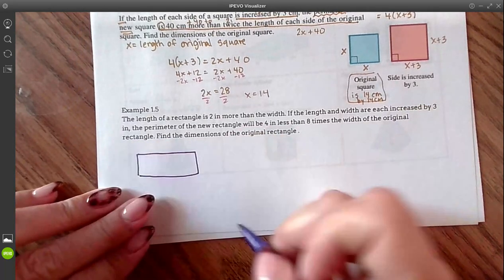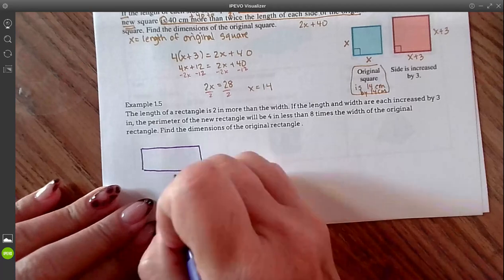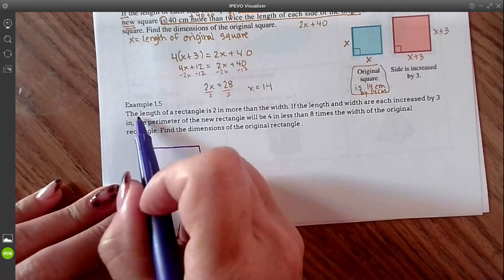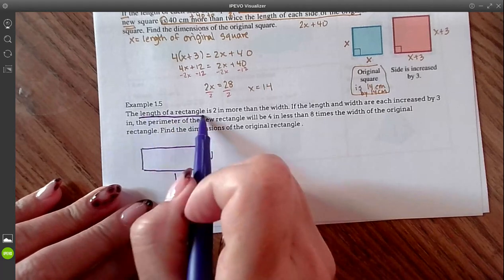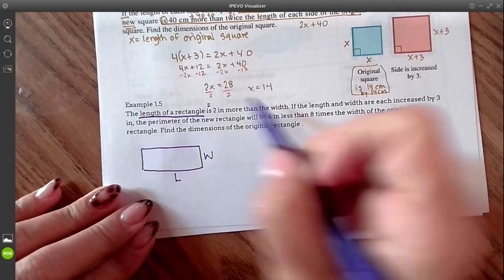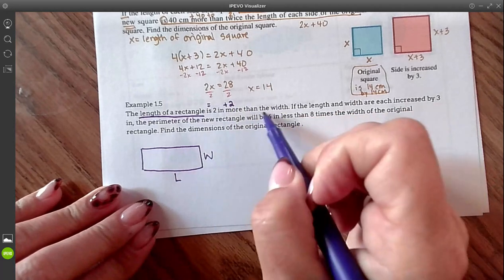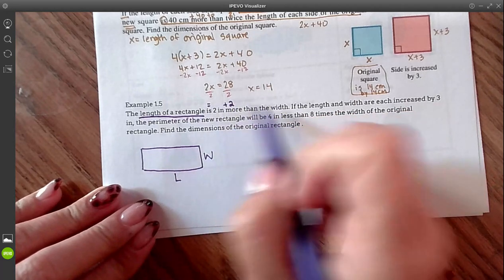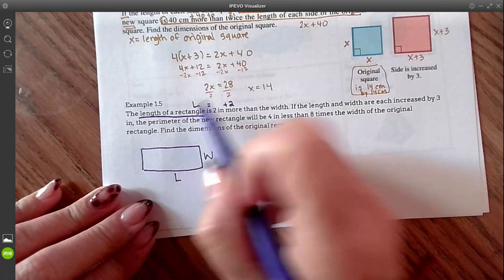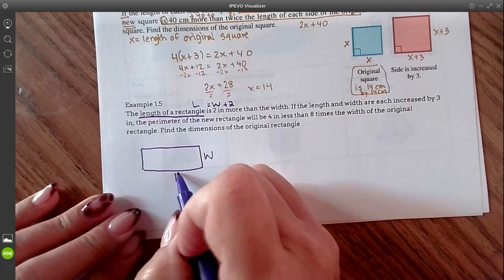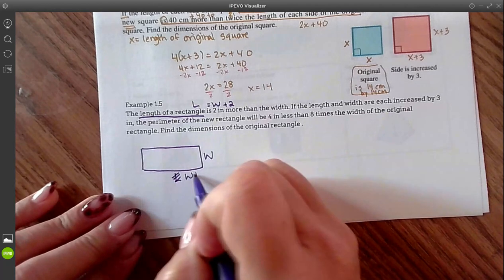Okay, so here is my rectangle. I have a length and a width. To start with, it tells me the length of a rectangle is, which means equals, 2 inches more than, which means add to, the width. 2 inches more than the width. So the length of the rectangle would be w plus 2. So instead of labeling this as length, I'm going to label it as w plus 2.